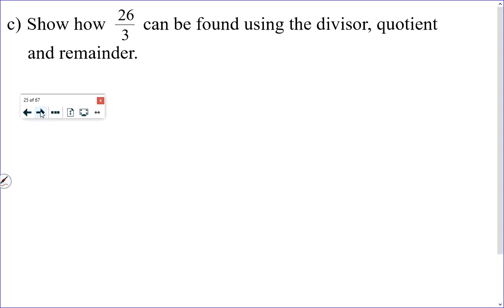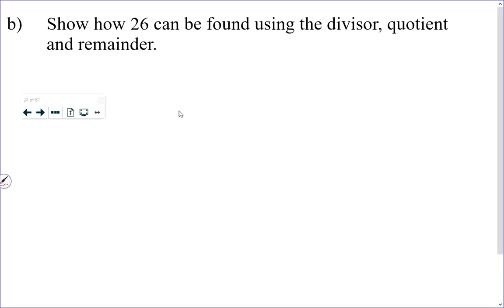So what is the answer to this? Show how 26 over 3 can be found using the divisor, quotient, and remainder. Well, you take the quotient, which is 8, and you add the remainder, which is 2, over the divisor. And again, as I'm writing that out, I wrote the 3 in the wrong place. And then what I literally did is I went back to, wait a minute, what is 26 divided by 3? And I did that in my head. I separated it out into groups of 3. Does that make sense for C?